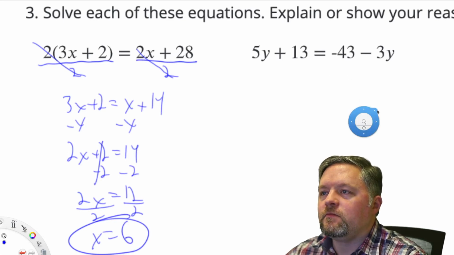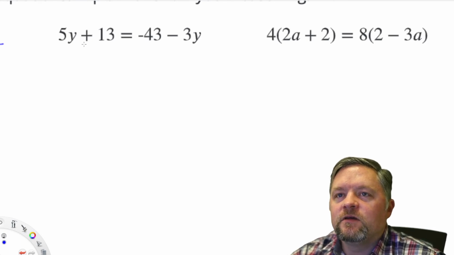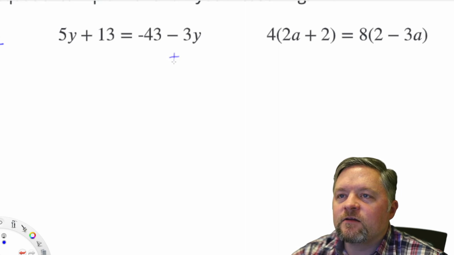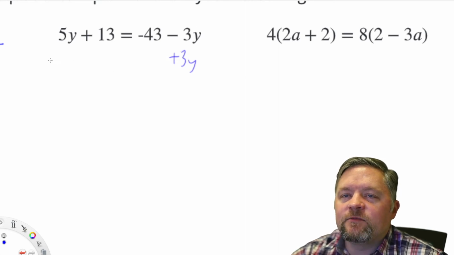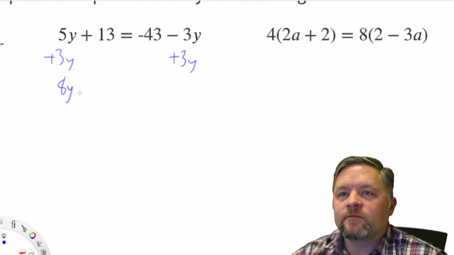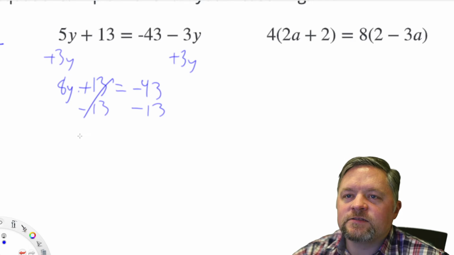Now, no parentheses, so we don't have to do any distributing on this one. 5y is more than negative 3y, so let's get rid of the y's over here. To get rid of subtracting them, we add them. So 5 plus 3 is 8. 5y plus 3y is 8y. Plus 13 equals negative 43. Subtract 13, subtract 13. Those will cancel.